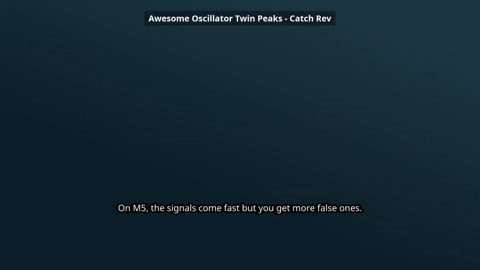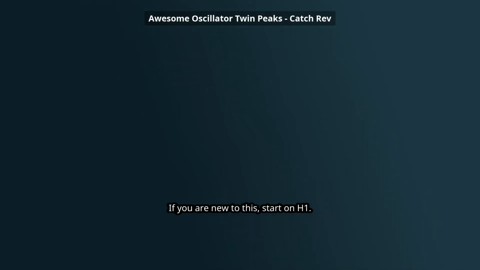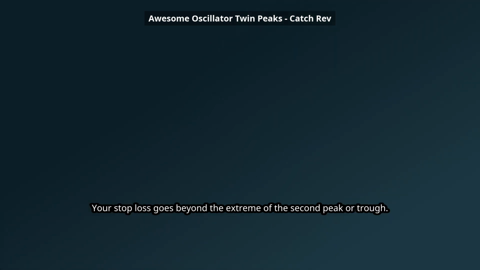Now, you need to manage the trade. Your stop loss goes beyond the extreme of the second peak or trough. That is a hard rule. If the price breaks past that, the divergence is invalid. Your take profit is the next swing point or the opposite side of the range.